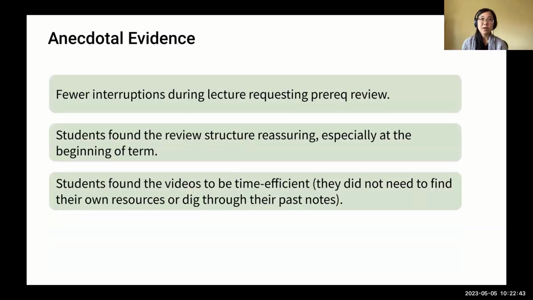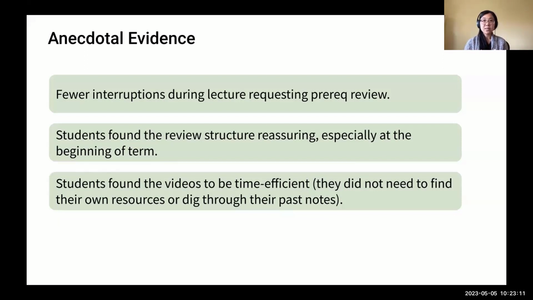We didn't run experiments, so we don't have hard data. So we have anecdotal evidence at this point. And as instructors, we did notice fewer questions during lectures about these prerequisite concepts, and students seem to have followed the content better than in previous years. Though to be fair, we did make some other changes to the course this year as well.